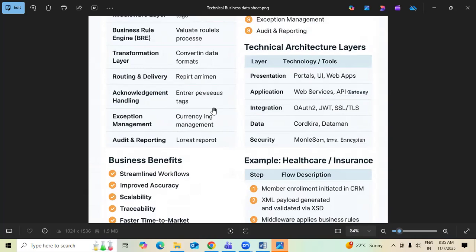As an example, as I told you, member enrollment initiating in CRM is one example. The payload generation and validations that we do for XML is one more. Or any middleware that we apply for business rules. These are the examples as far as this technical business end-to-end flow is concerned.